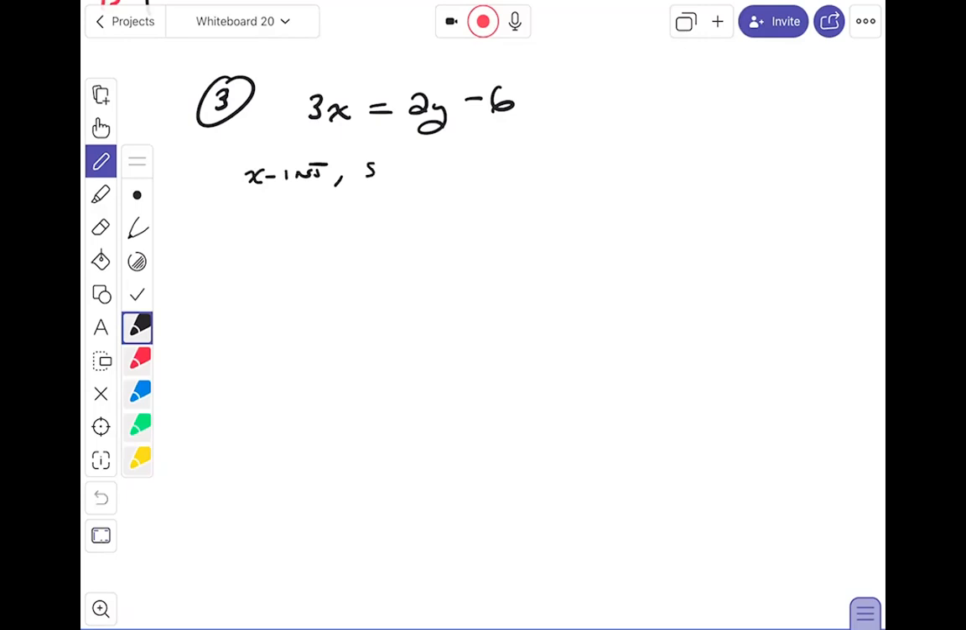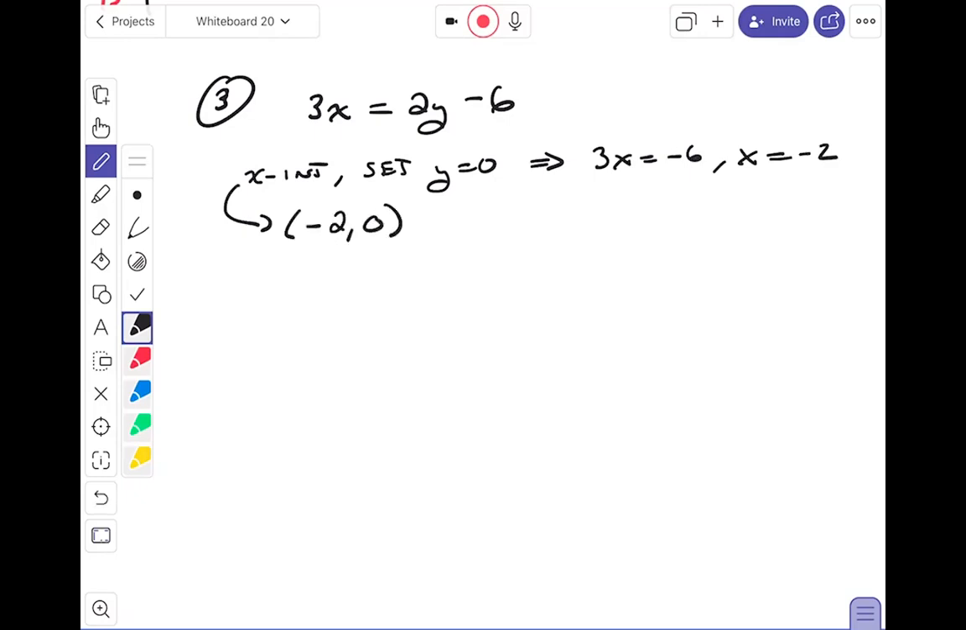How do you get this? Set y equal to 0. What would that give you? It would give you 3x equals minus 6, or x equals minus 2. All right, so I'm going to write the x-intercept down as a point, minus 2, comma 0. That's done. Let's write the y-intercept down.